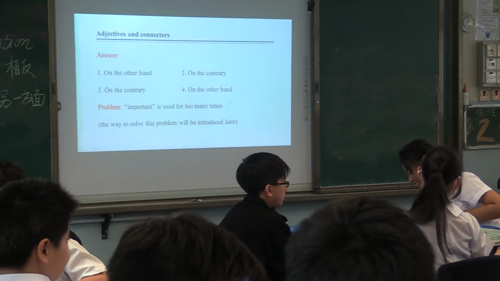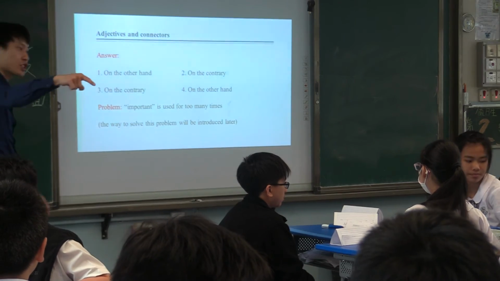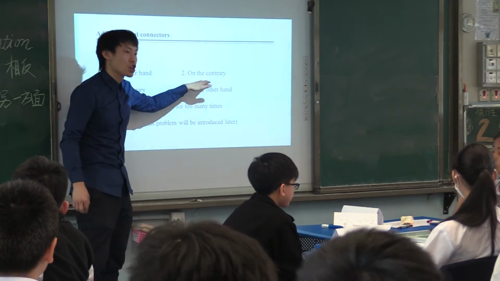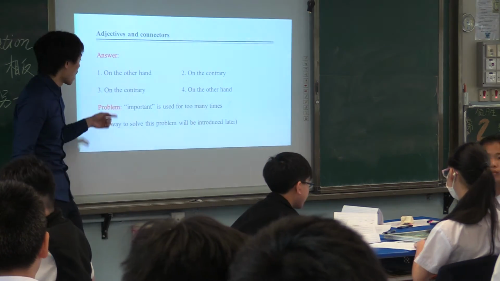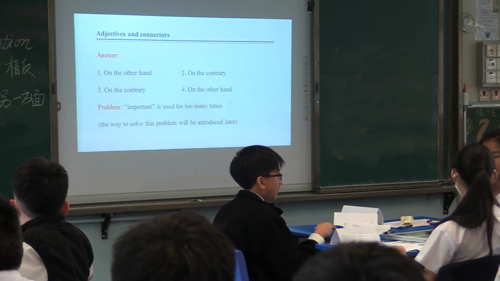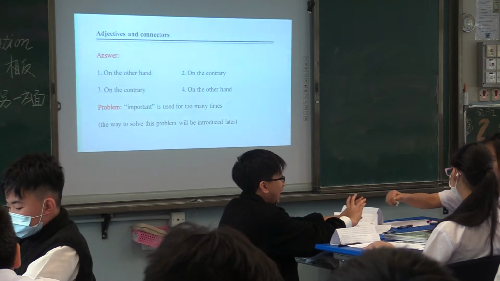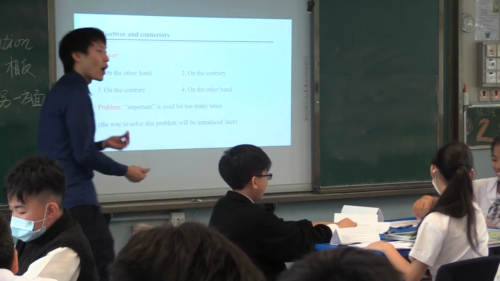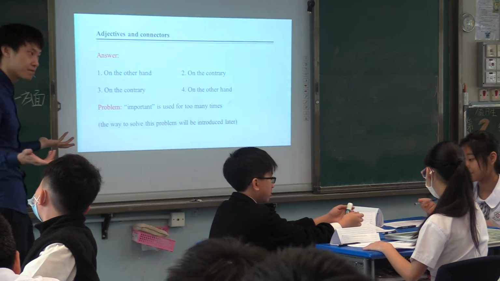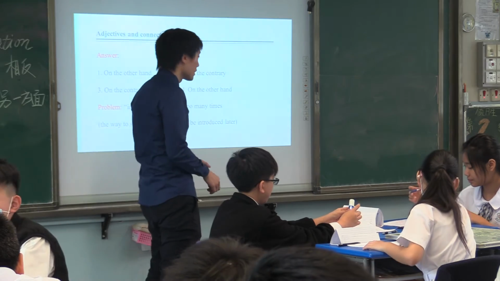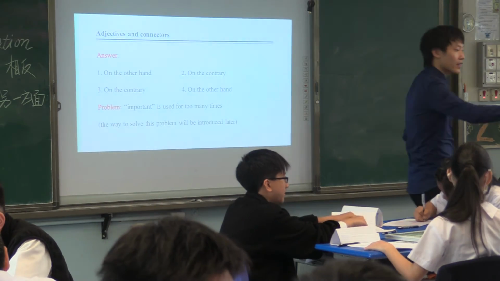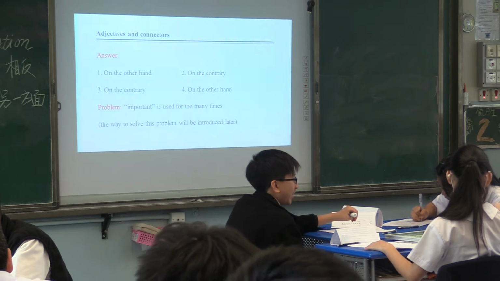Okay, so I'll show you the answers. You can correct them on your worksheet. The first one is on the other hand. Second one, on the contrary. Third one, on the contrary. And the fourth one, on the other hand. So I said if you translate them into Chinese, it will sometimes be wrong. You don't need to correct them on the blackboard. You can correct them on your worksheet.